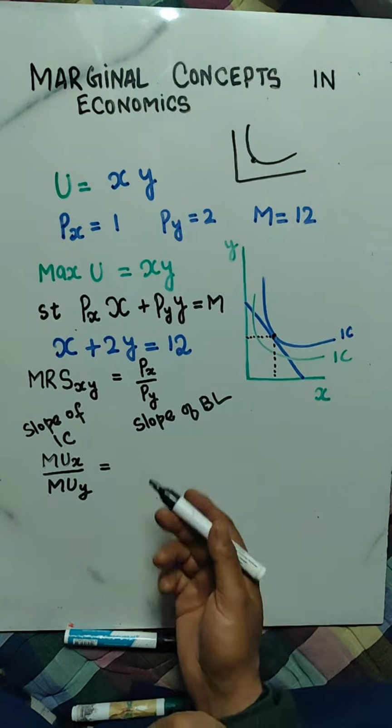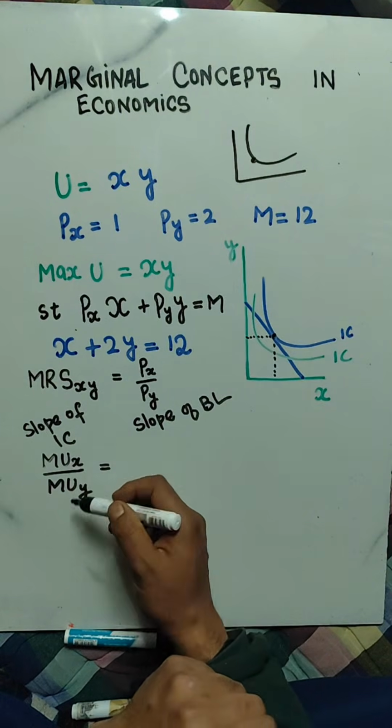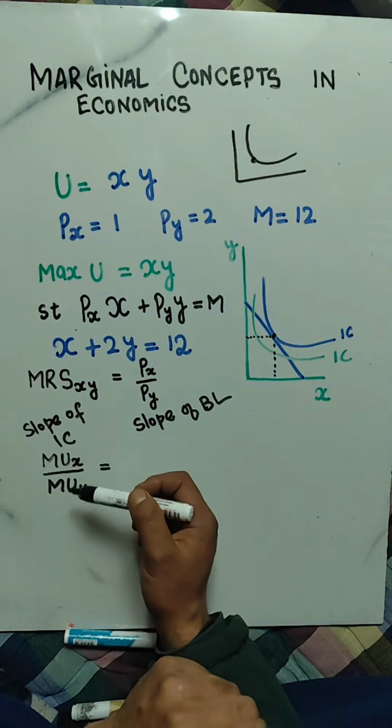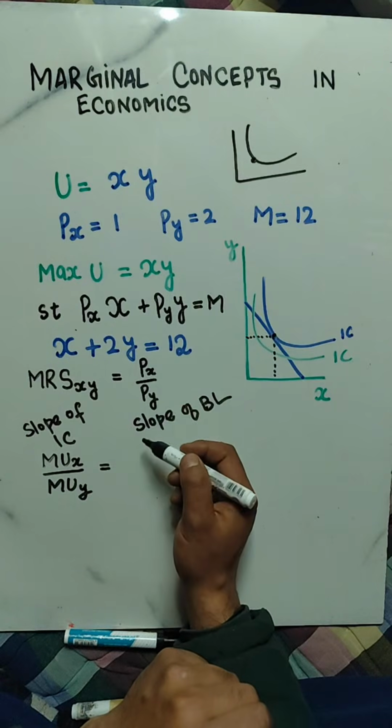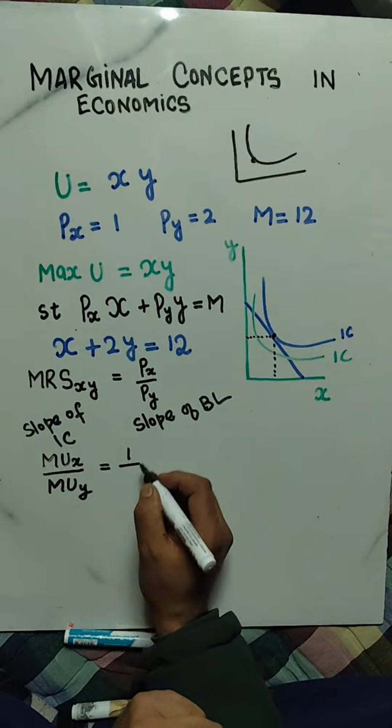Okay, let me rewind it. We have the marginal rate of substitution between good x and y, which is the ratio of the marginal utility of good x and y, and it should be equal to the ratio of the prices. Price of good x is 1 and price of good y is 2.